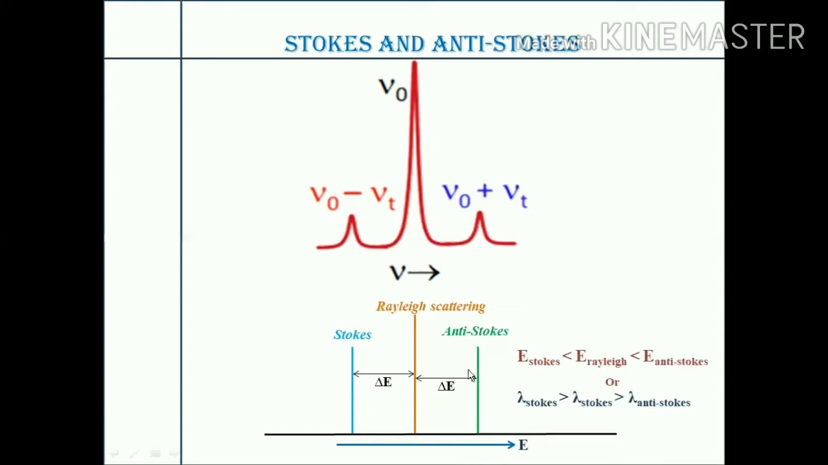This difference in energy, delta E represented over here, is known as Raman shift. So we are going to remember one point from here, we have an outcome over here. That means for any one particular molecule, the change in energy between the Stokes and Rayleigh will be equal to the change in energy between the Rayleigh and anti-Stokes for the same molecule.